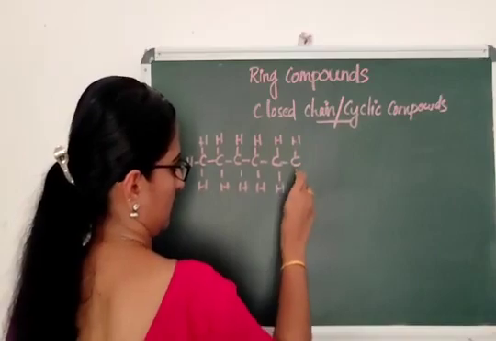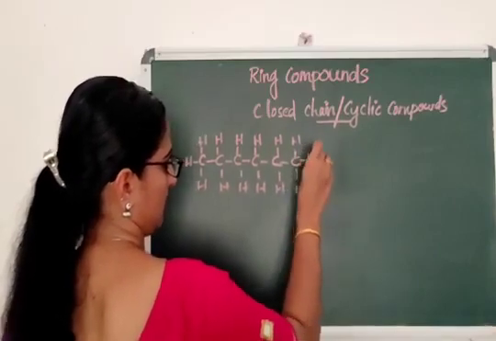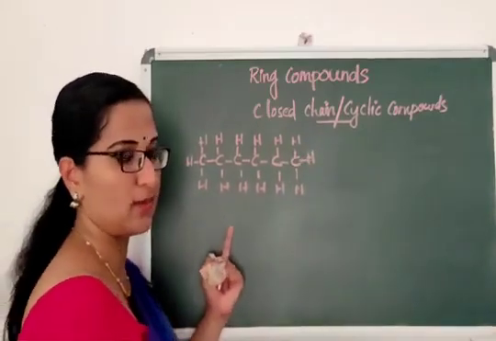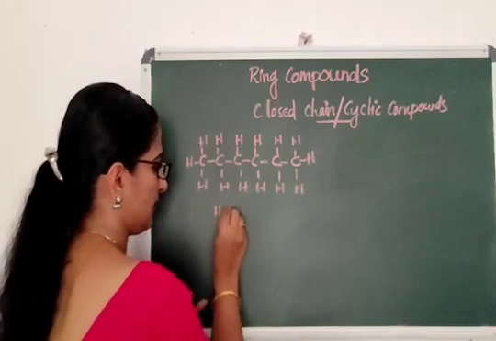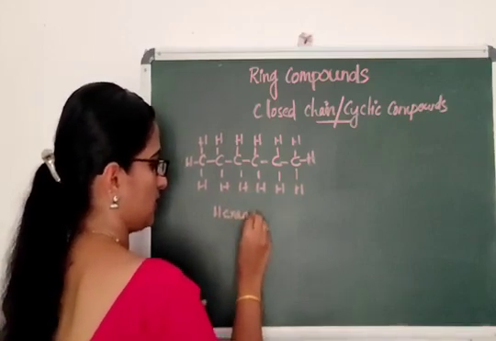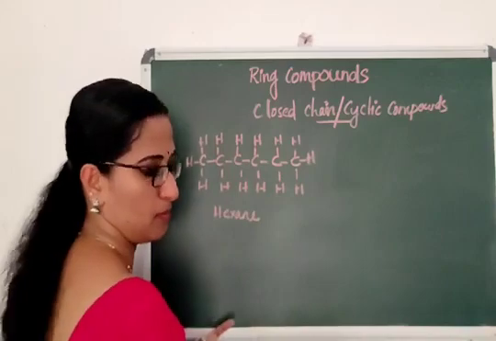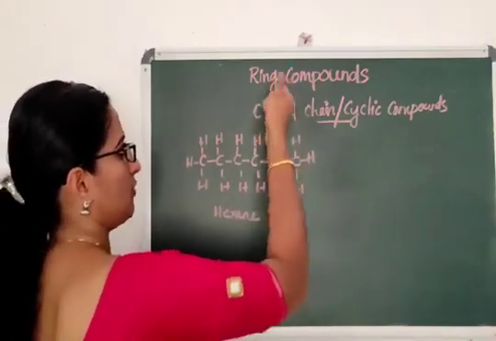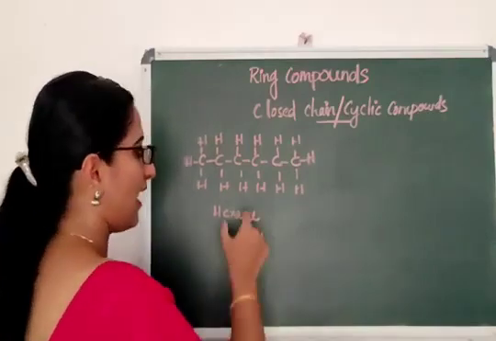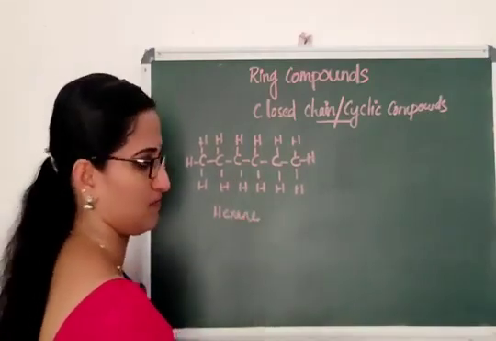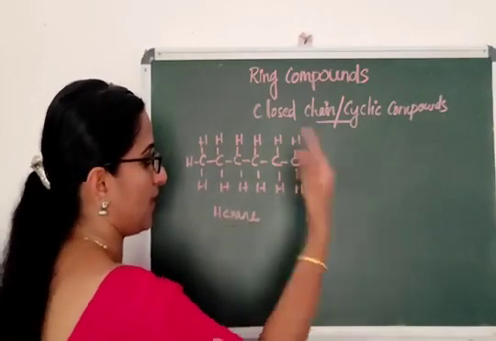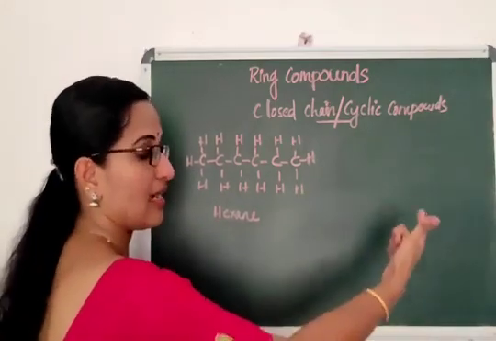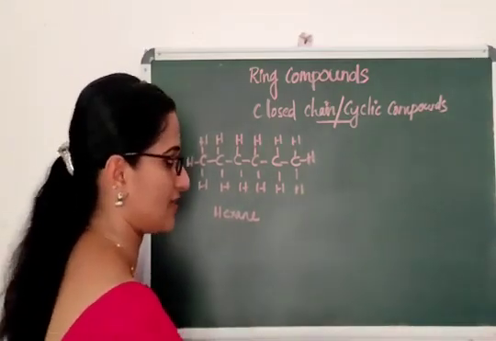Hexane. This is an alkane, the best example of an alkane, called hexane. No doubt, 6 carbon, all bonds are simply bonded. This is hexane. So how do I make it into a ring compound? I just want to close the ring. How can hexane be converted into cyclic hexane, or cyclohexane?